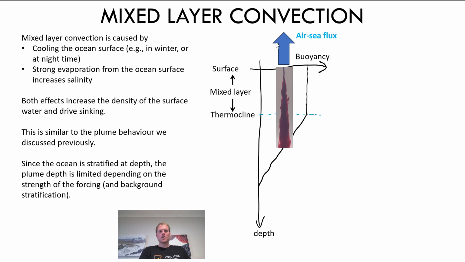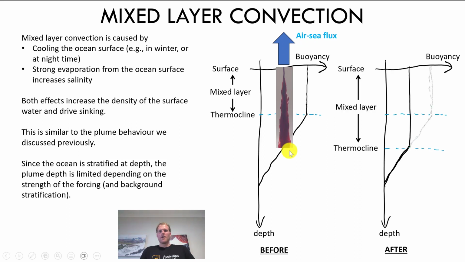So if you have this initial situation here with this mixed layer and stratification below, and we have an air-sea flux driving a descending plume, then after that convection has occurred, we're going to end up with this situation here with a significantly deepened mixed layer down to the neutral buoyancy depth of that plume.